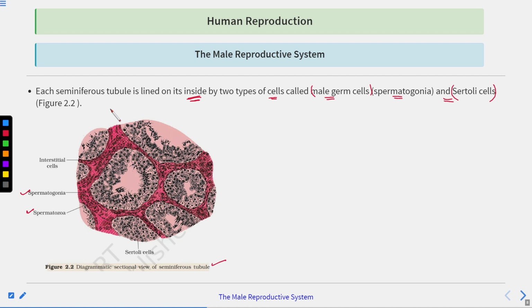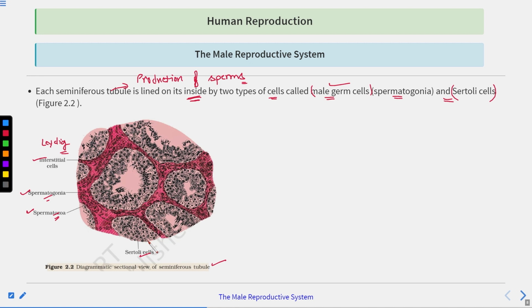Clear? So within the seminiferous tubule, what was happening? The production of the sperms, that means spermatogenesis, is happening here. Spermatozoa will mature into sperms. This is spermatogonia, also known as the male germ cells. Here you can see the Sertoli cells, and these are the interstitial cells, also known as the Leydig cells.